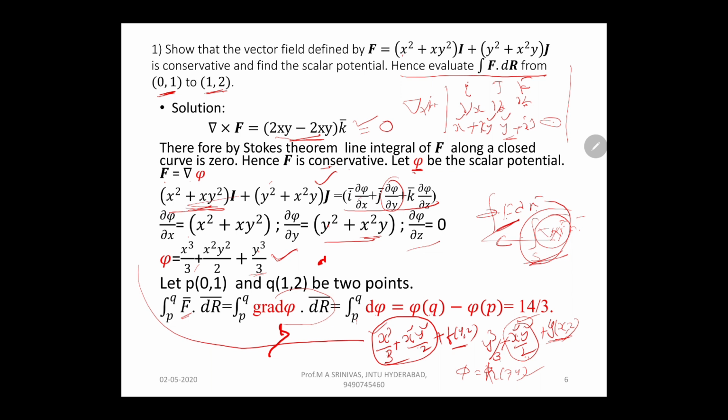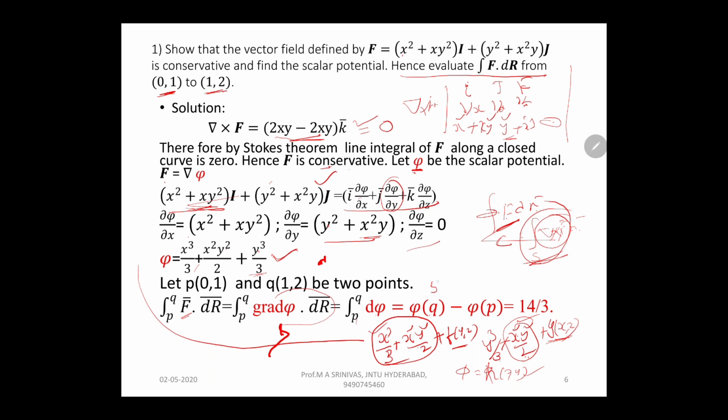Phi at Q means substitute this Q in this phi. Q is your 1 comma 2. If I substitute 1 comma 2, this is 1 by 3. This is 2 square, 4 by 2, that is 2. This is 1 by 3, 8 by 3, 8 by 3 plus 1 by 3 is 9 by 3, that is 3. 3 plus 2, that is 5.